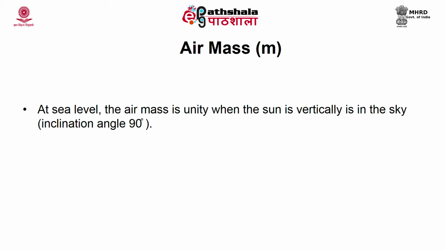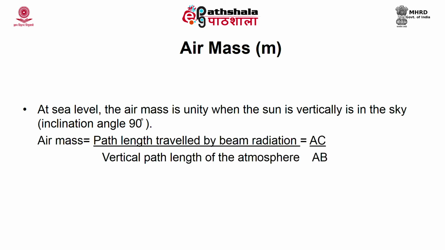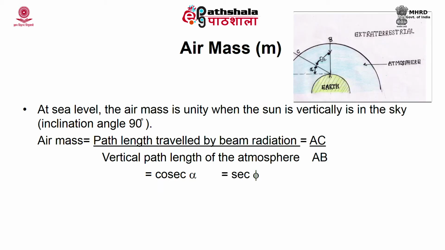So, the air mass denoted by M is equal to the path length travelled by beam radiation divided by the vertical path length of the atmosphere. You can see in this figure, the air mass is equal to AC by AB, which can be written as cosec alpha, and that is equivalent to sec theta z, where alpha is the inclination angle and theta z is the zenith angle. So, if you know either the inclination angle or the zenith angle, you can find out the air mass, which is the ratio of the path length travelled by beam radiation to the vertical path length of the atmosphere.